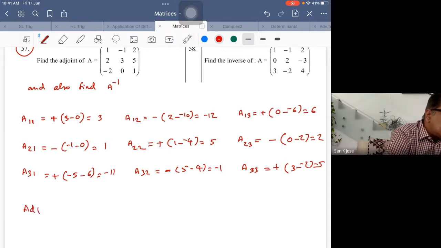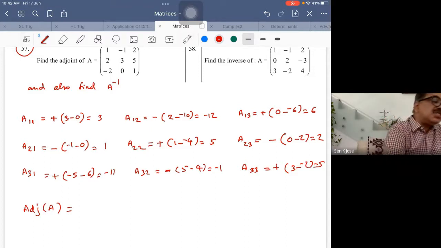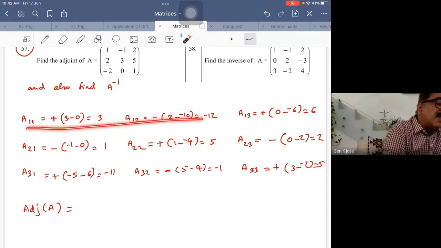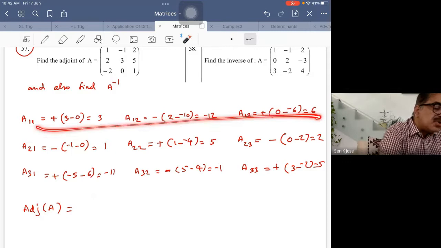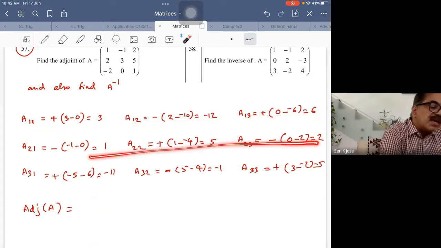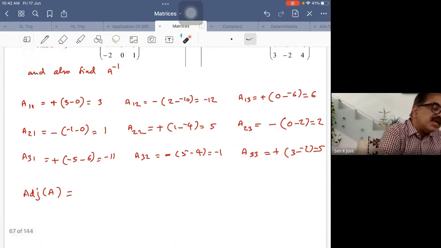Now, this is called cofactor. Adjoint will be the transpose of the cofactor. What you have written is called cofactor. You should take the transpose of it. So read the first row, but write as the first column. Read the second row, write as the second column. Read the third row, write as the third column. Do you see what I'm saying?